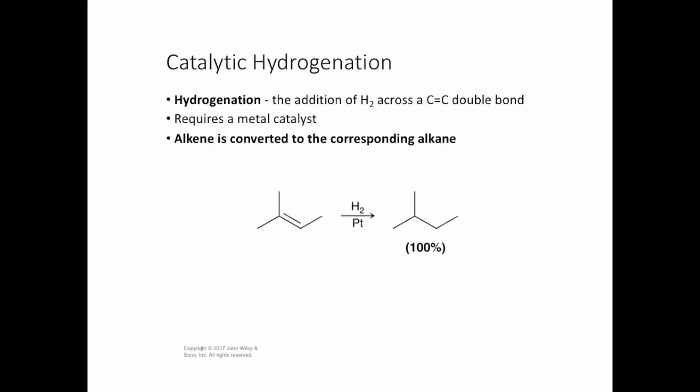Then the final reaction in this video is catalytic hydrogenation. With hydrogenation, we're adding H2 to a double bond. And notice we're starting with an alkene and we're ending with an alkane. This requires a metal catalyst. Oftentimes when we're doing these alkene additions, we refer to things as being added across a double bond. So you may see this terminology a lot.